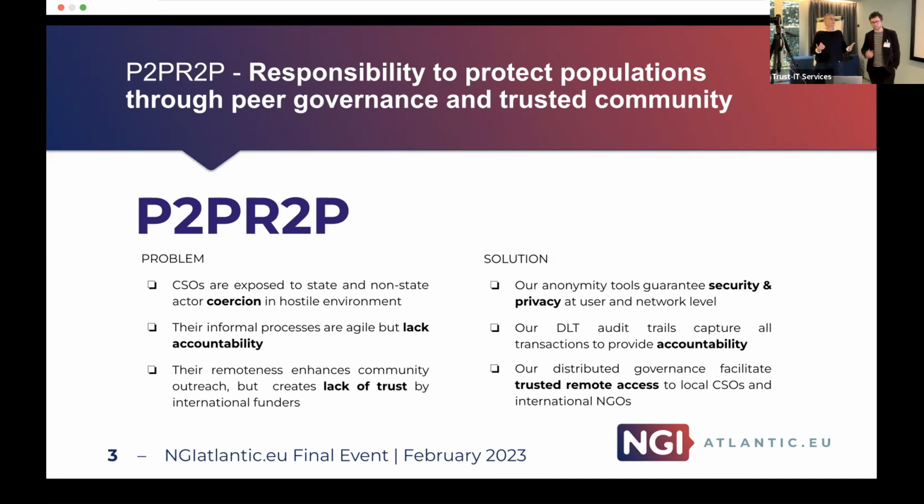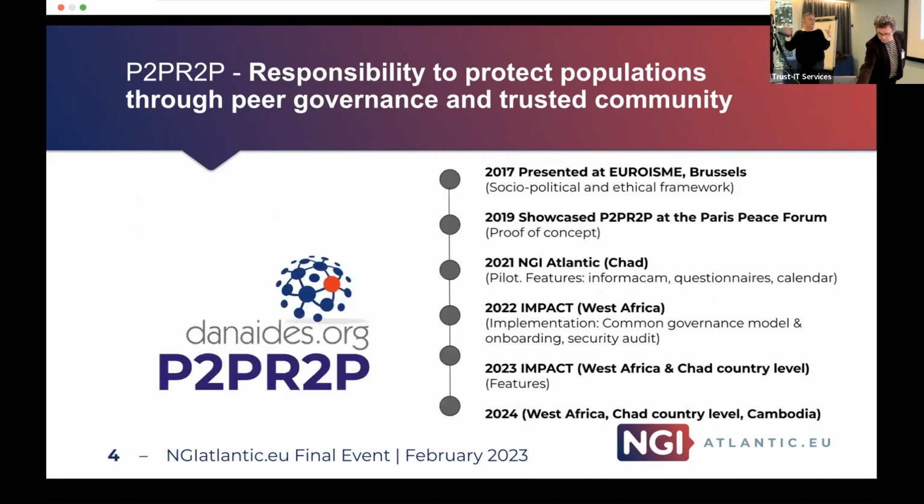Our solution was an anonymity tool that guarantees security and privacy at a user and network level, and then our DLT audit trails that capture all transactions. Basically, they formalize informal aid. Once the transactions are captured, we can measure how informal aid works. The third point was a distributed governance system, which is more the social feature, which would facilitate local CSOs and give them more power to present their work to state financing, to get state funding. So that was the idea.